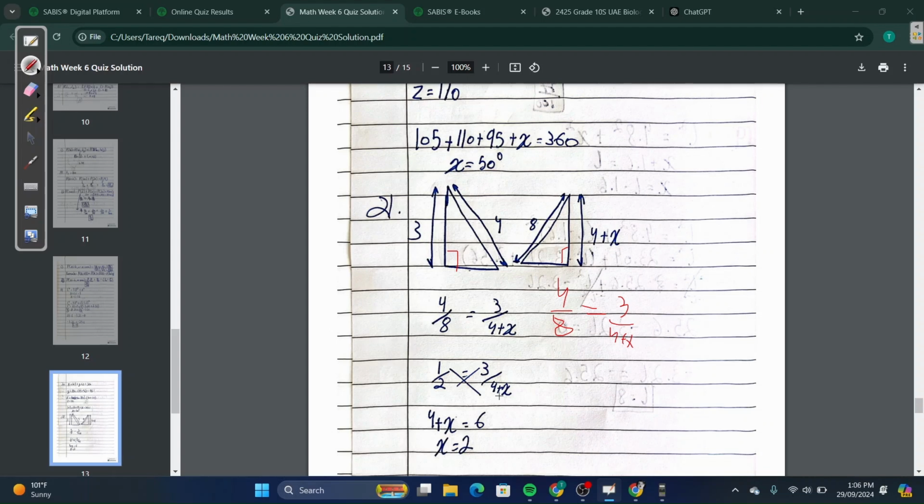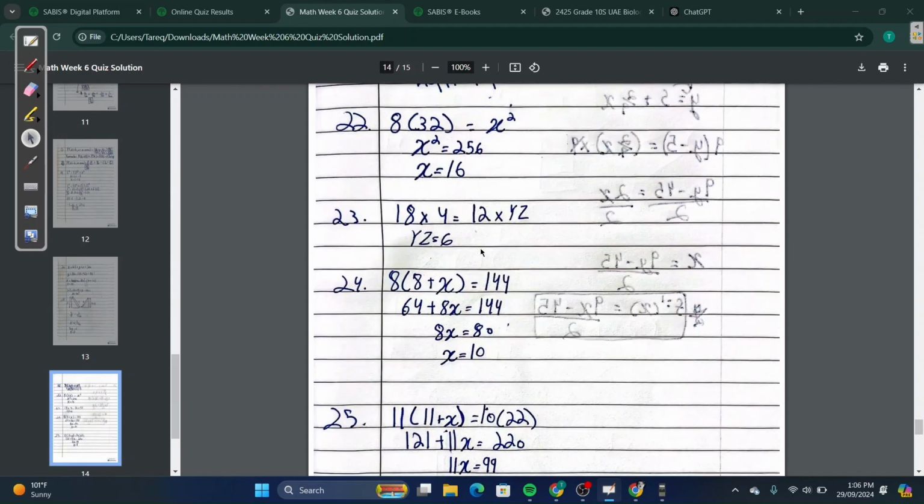Cross multiply like I did here. Again, this cancels to 1 over 2. Yes, this cancels to 1 over 2. 4 plus x multiplied by 1 is equal to 3 times 2. 4 plus x is equal to 6. That's much clearer here. Take 4 to the other side. x is equal to 2. Okay. Question 21 is done.